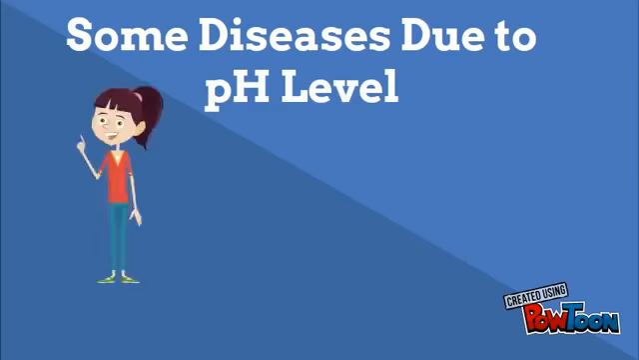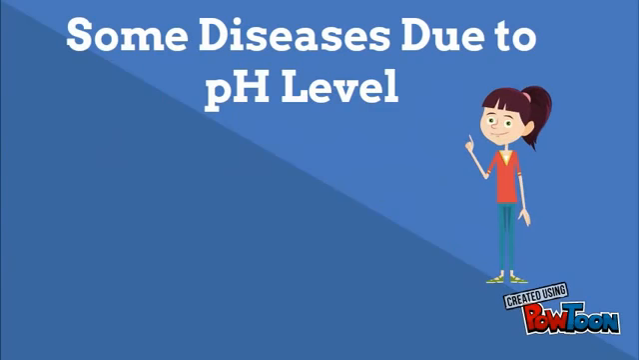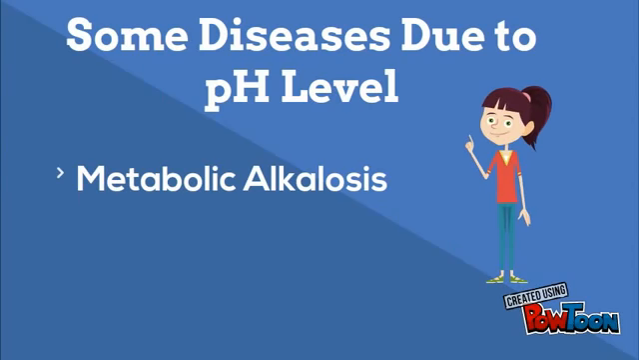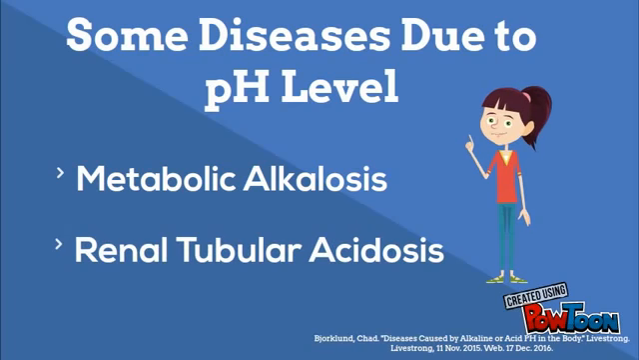A disruption in acid-base homeostasis can lead to metabolic alkalosis, which is caused by excessive fluid loss. Renal tubular acidosis occurs when the kidneys do not effectively excrete hydrogen ions and can further lead to kidney disease or kidney failure. Treatments include taking alkaline agents that will return the body pH level back to normal.